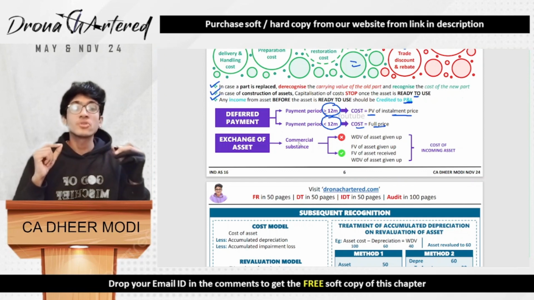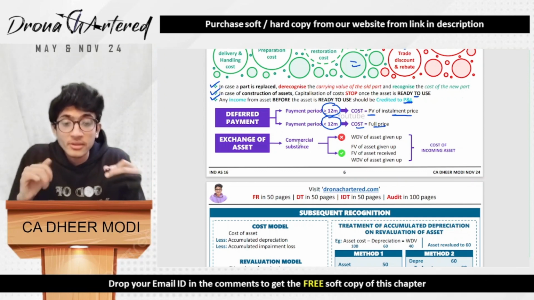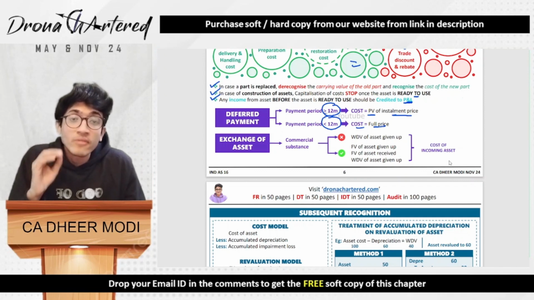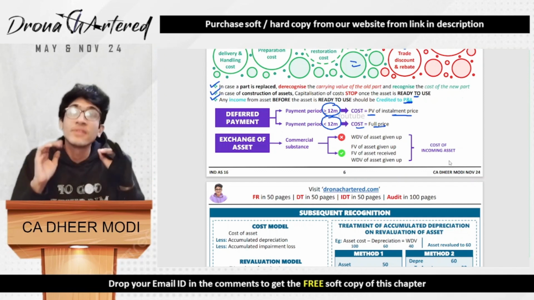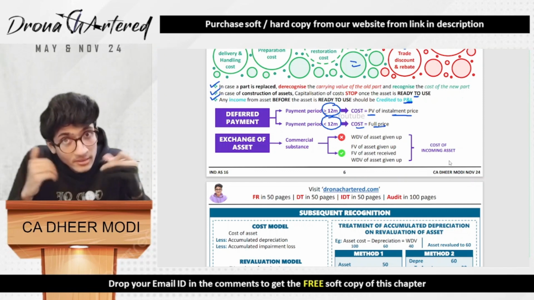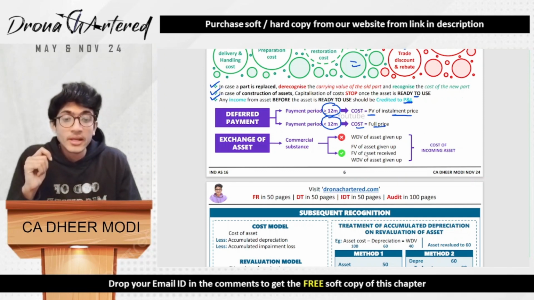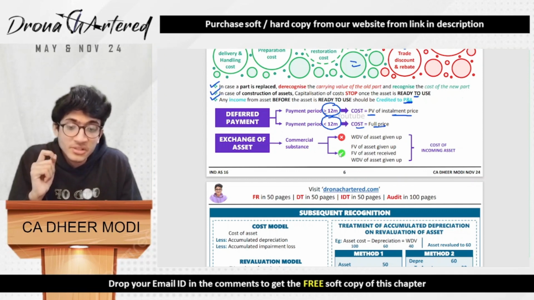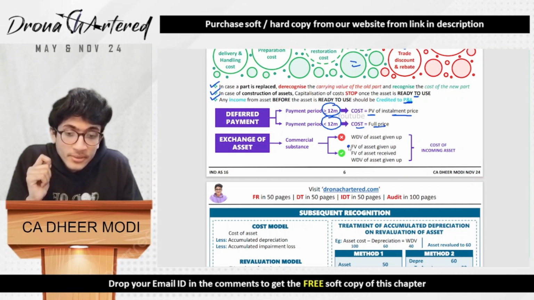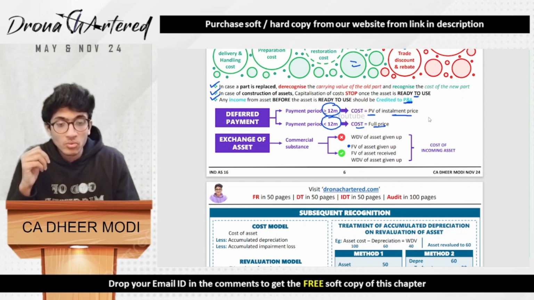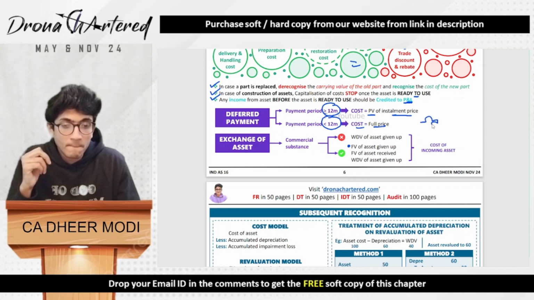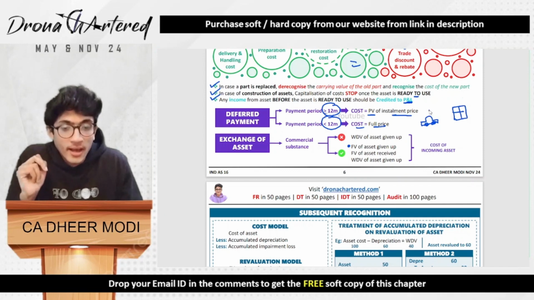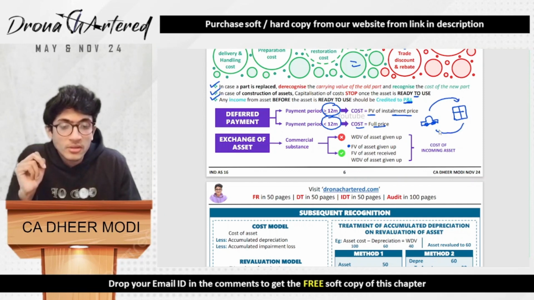So if this exchange of assets has commercial substance, then in such a case, what will be the cost of the incoming asset? See, we have to value the cost of the incoming asset, that is the asset that is coming inside our business. So if there is commercial substance, then your first priority will be the fair value of the asset given up. So what happened? I had a car and you have a machinery. I gave you the car and you gave me the machinery.